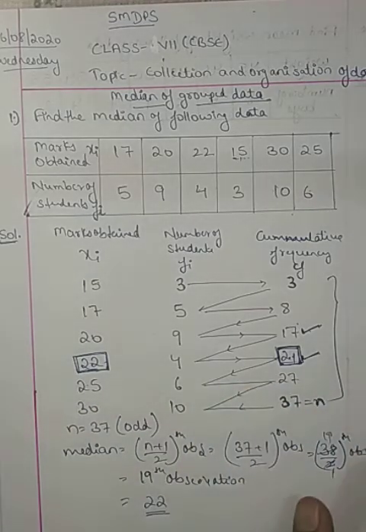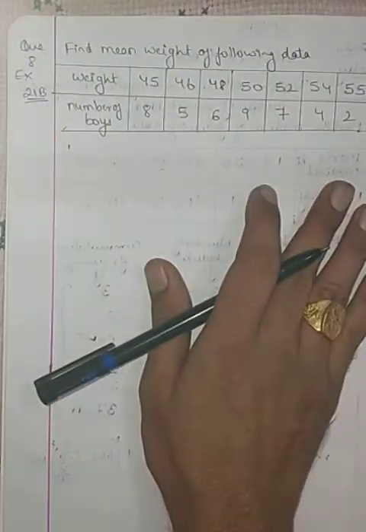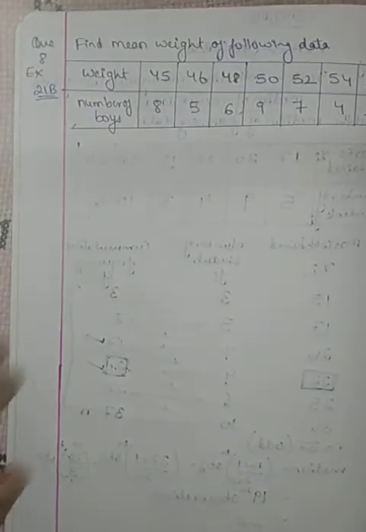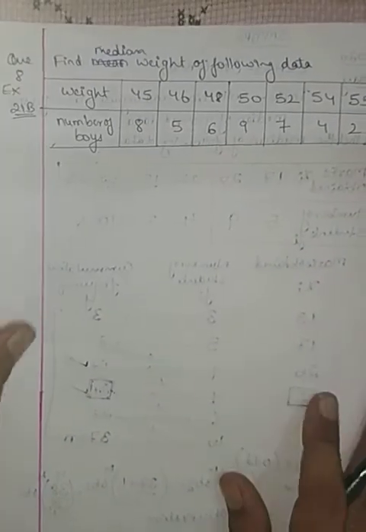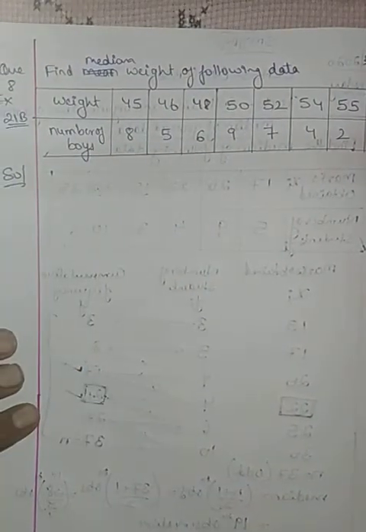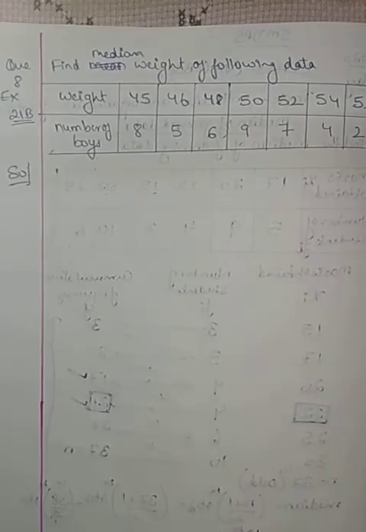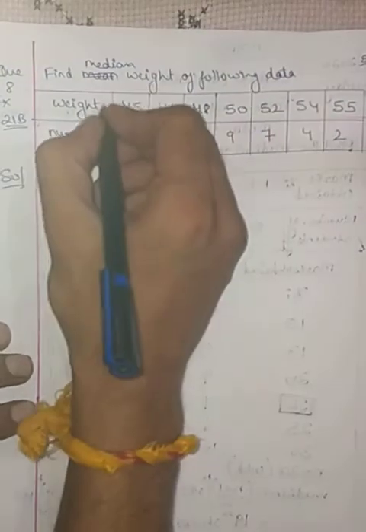We will be discussing more questions based on this. Don't worry for that. Now the next question is, find the median of the following data. I have written it wrong. Median of the following data. What we have here is, the data is given to us. What is the first step? Arrange the data in ascending order. Let's arrange. Weight is xi, number of boys is fi.